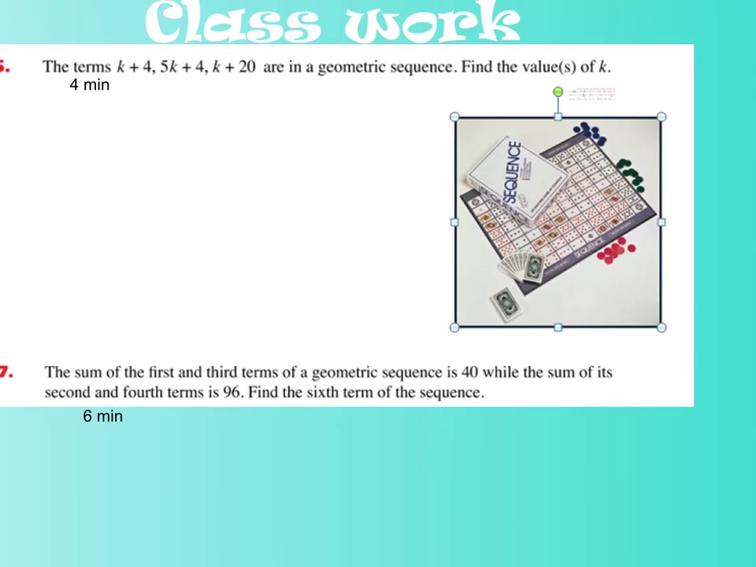The terms k plus 4, 5k plus 4, and k plus 20 are in a geometric sequence. So remember me saying that this was going to get more complicated because there's going to be variables in it? All right. This one's particularly gruesome, so I'm not going to do this one quite yet. I need to do a different one, so hold on a second. Okay, so I need to go to the side here and show you an easy one.